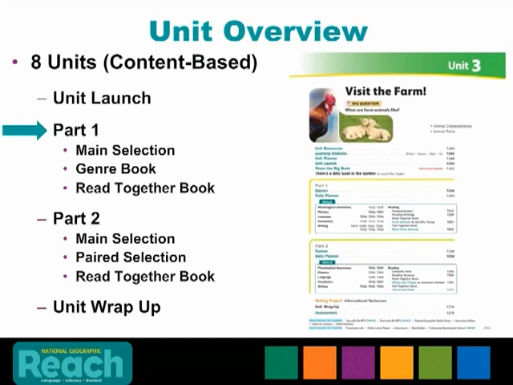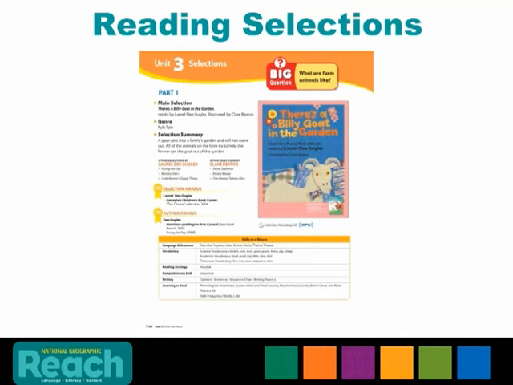Now that we've completed the unit launch, let's move on to Part 1. In Parts 1 and 2, the main selection will always be the Big Book selection that was read as part of the unit launch. Then, each part will have 2 additional reading selections.